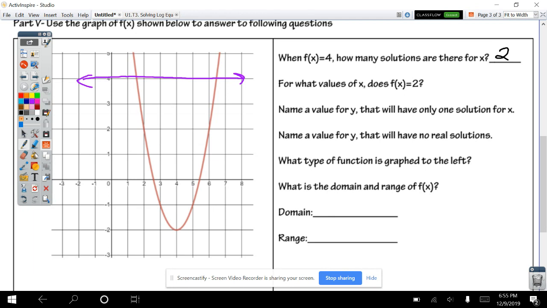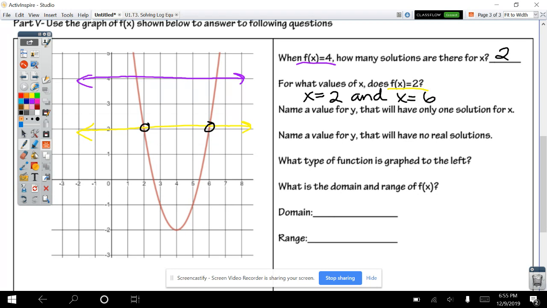For what values of x does f of x equal 2? I'm going to use some colors so you don't get confused. So this was f of x equals 4. Now we're looking at f of x equals 2, so that's when y is 2. So I go to when y is 2. For what values of x does f of x equal 2? Well, that's here and here, which is x equals 2 and x equals 6.